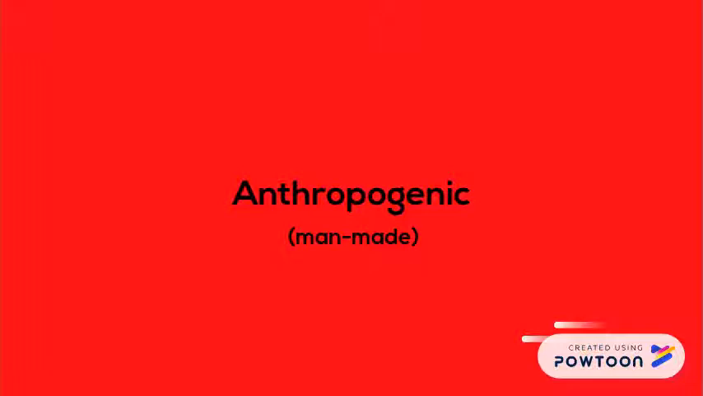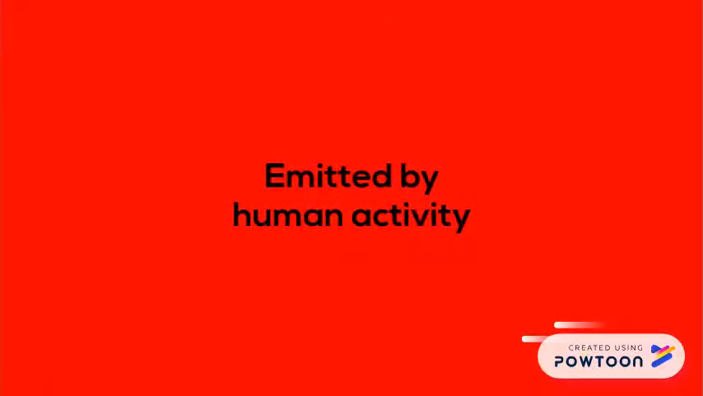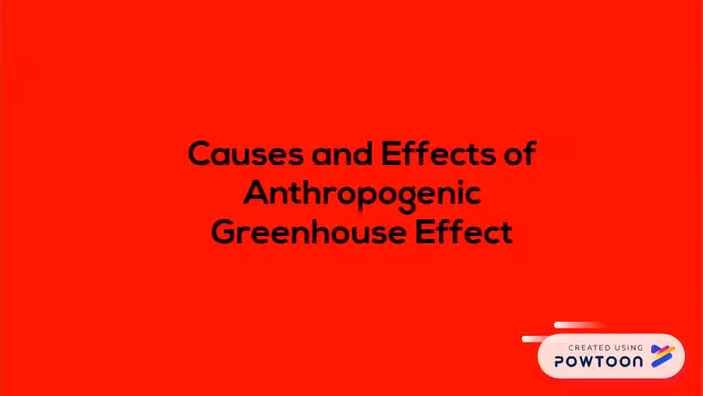Now on to the next type of greenhouse effect, anthropogenic, otherwise known as man-made. Anthropogenic greenhouse effect refers to the greenhouse gases emitted by human activity. This leads us on to the next main idea, the causes and effects of anthropogenic greenhouse effect.